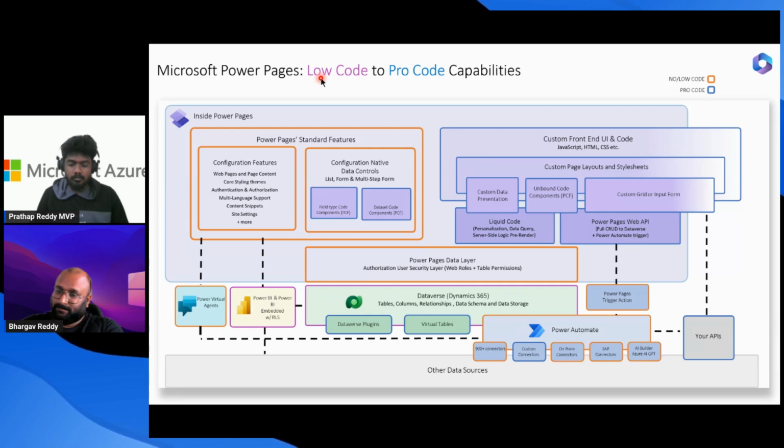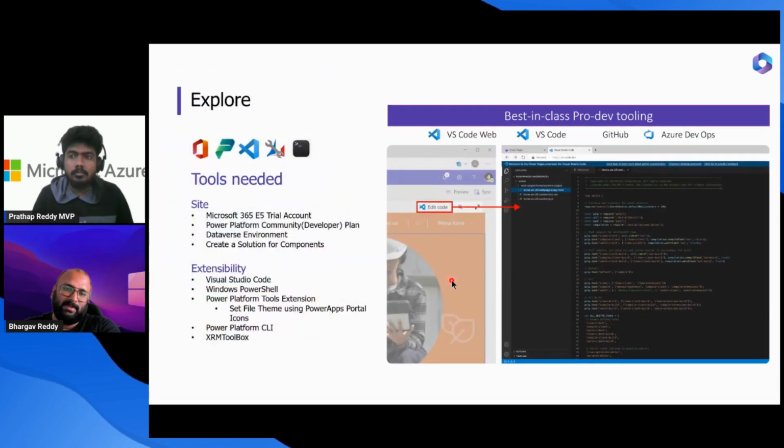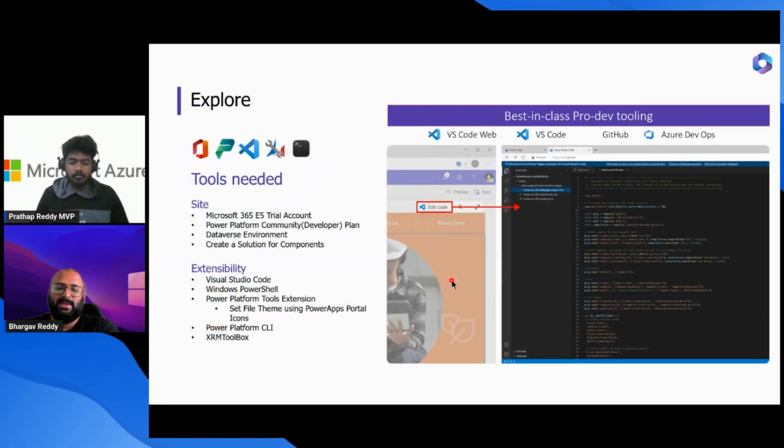Let's come to the next part, which is basically some of the tools that you might require. An E3 or an E5 trial account, definitely, you can plug in your Power Platform community developer plan. Having a database environment to work around, like a container, is definitely required, and a sub container, more like a best practice that you utilize even from the Power Apps world, which is to create a solution for all your components, right?